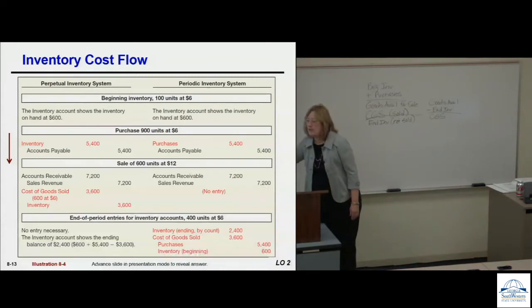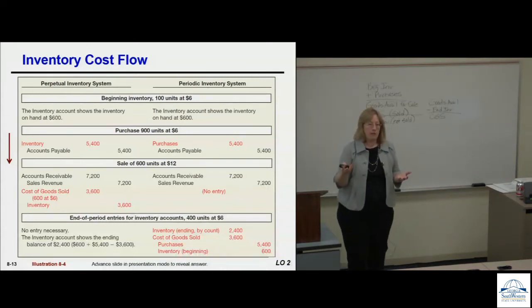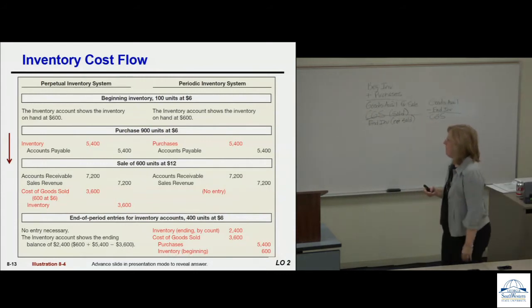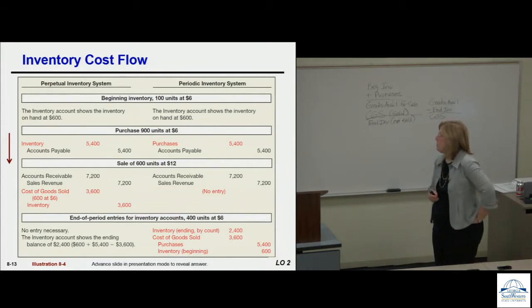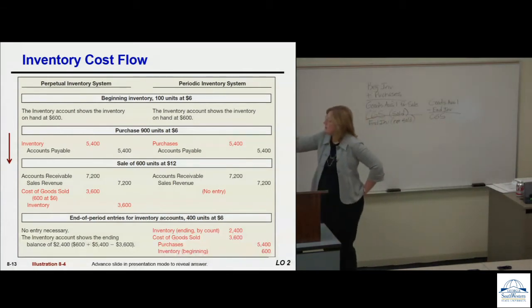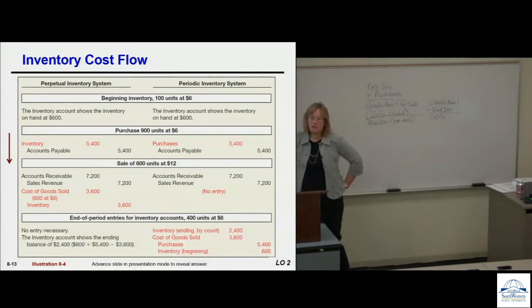You could have just made an entry for 1,800, right? But they chose to do it that way. And then they record the cost of goods sold, and they take out the purchases, and then the cost of goods sold is what's left over, right?